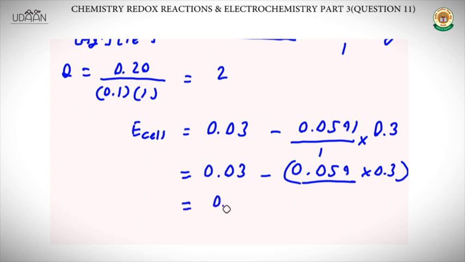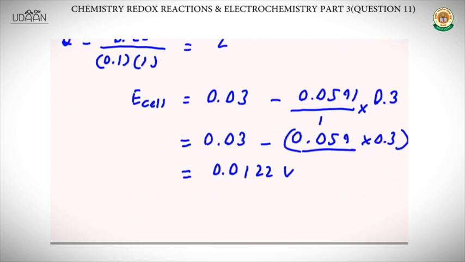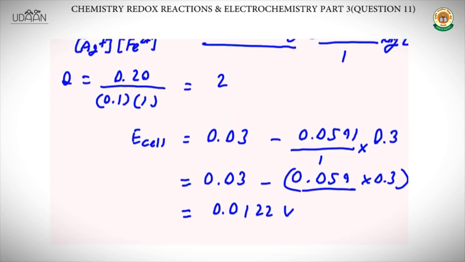Hence the value of E cell is 0.0122 V. You missed a 1 here, I think. Yeah, 0.0591. All right, so that concludes the first part of the question. Now we'll move on to the next part.